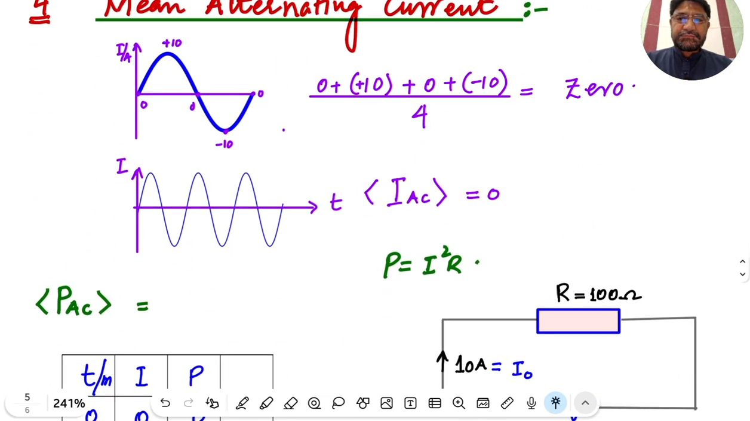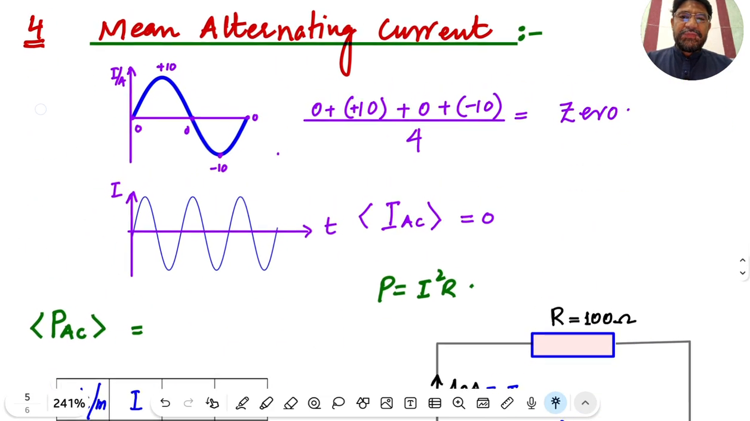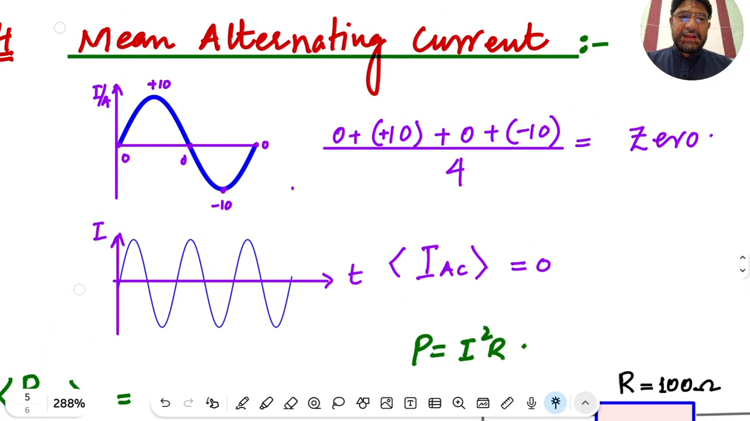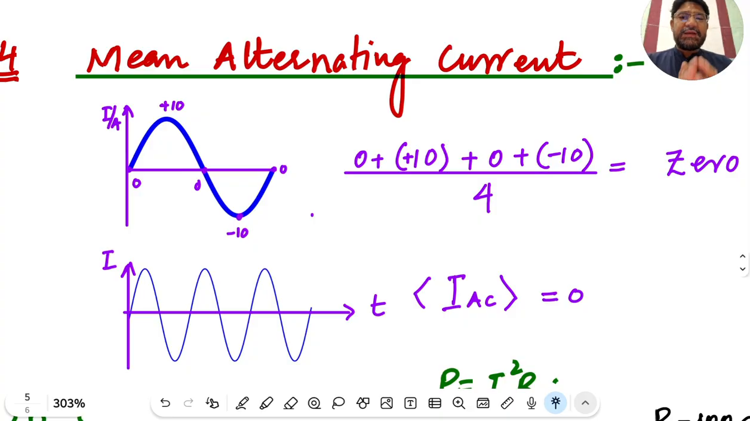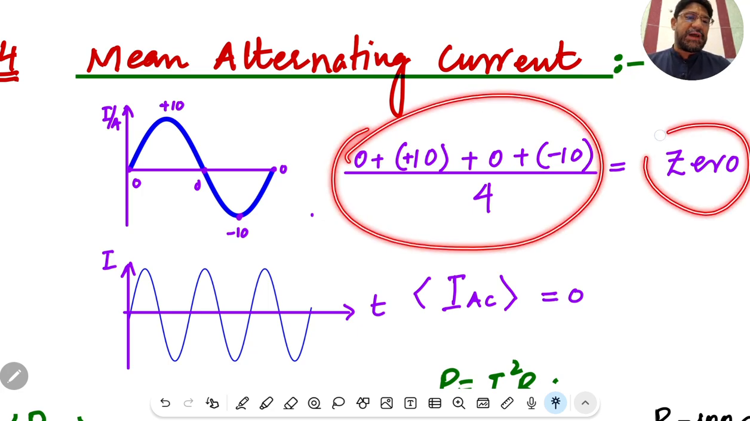Now I will be talking about the mean alternating current, and then the mean alternating power. The mean alternating current can be calculated as follows. At this instant the alternating current is 0. After 5 milliseconds it is positive 10. After 10 milliseconds it is 0. After 15 milliseconds it is negative 10. And after 20 milliseconds it is 0. So if I take the average of all these points, I get 0.